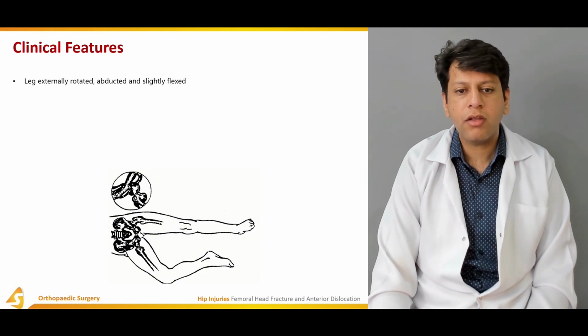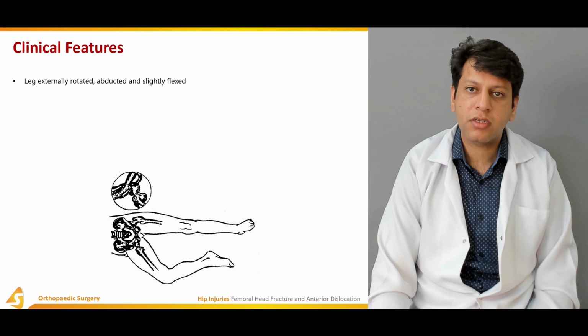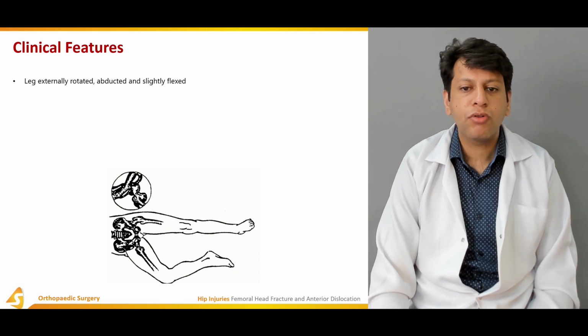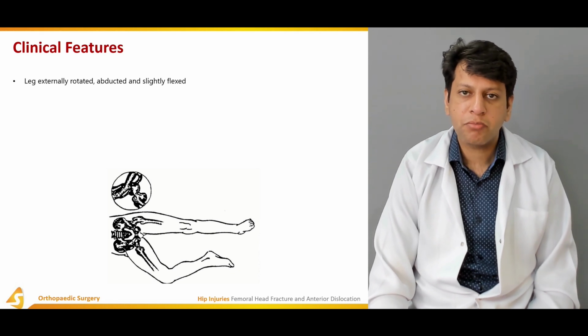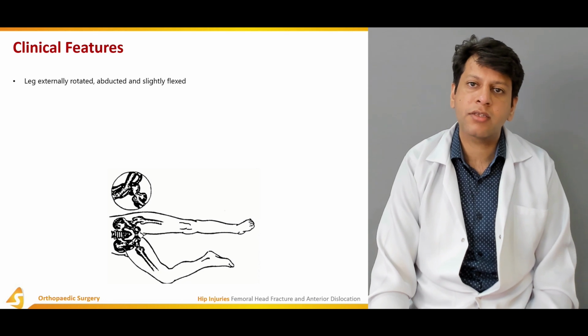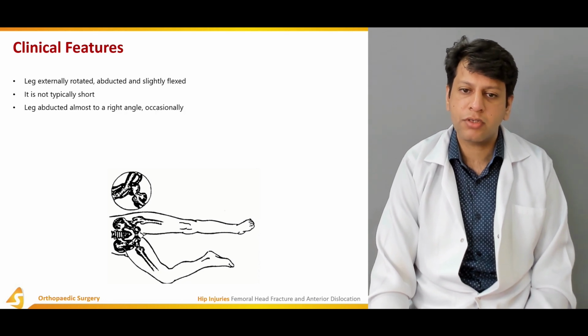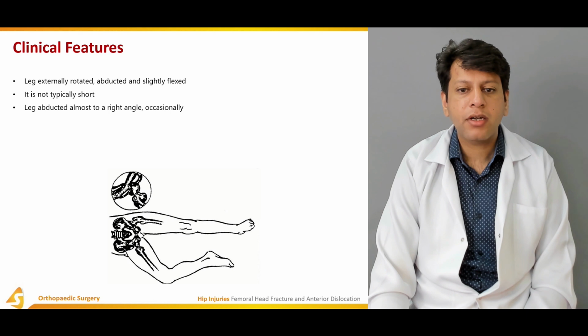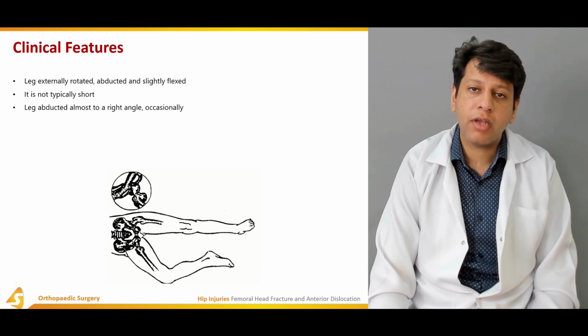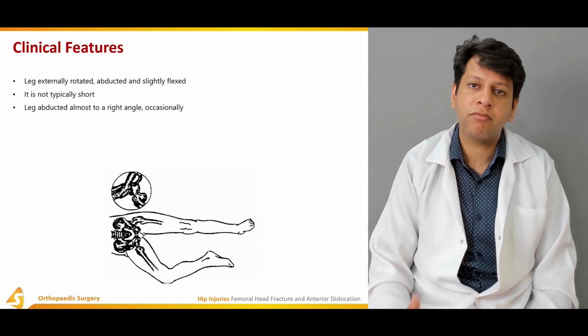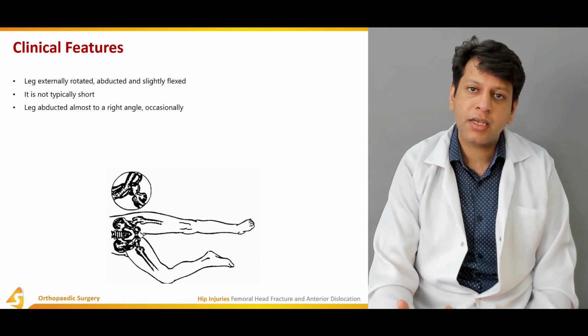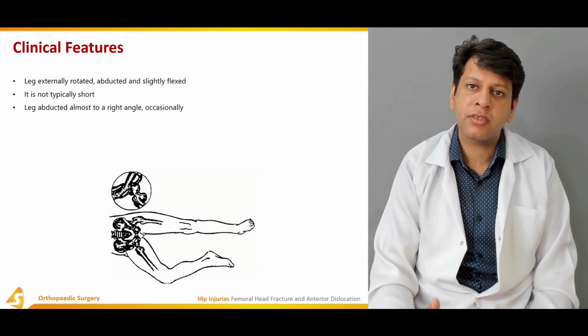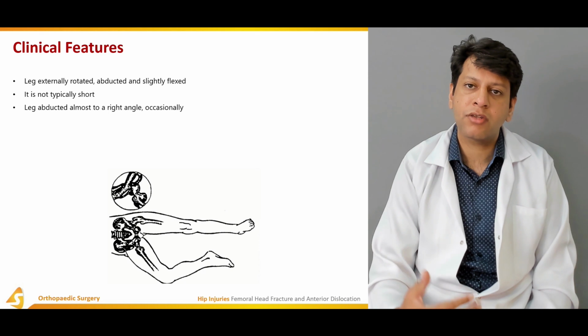Now coming to the clinical features, the leg will always be externally rotated, abducted and slightly flexed, but there will be no shortening of the leg as compared to posterior hip dislocation. The leg may be abducted almost to a right angle, because the patient will try to make himself comfortable, and abducting the leg at a very large angle, let's say 70, 80 or 90 degrees, actually helps to ease the pain.